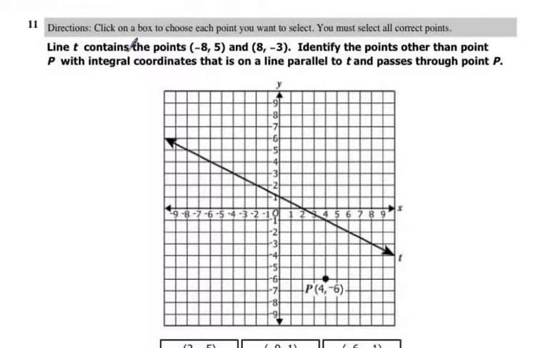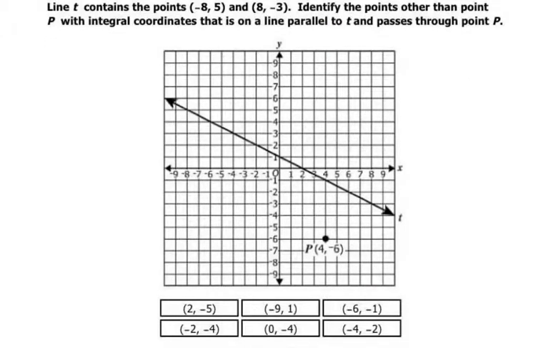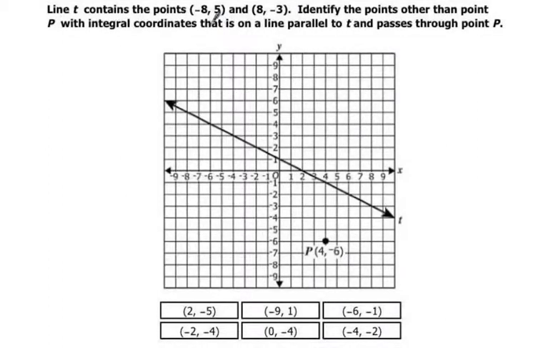Number 11. Line T contains these 2 points. Identify the points other than point P with integral coordinates that is in a line parallel to T and passes through P. That is so many words. We're just sitting here like, what? All right. All it's saying is line T contains these 2 points. Identify other points on the line that is parallel to T and goes through P.